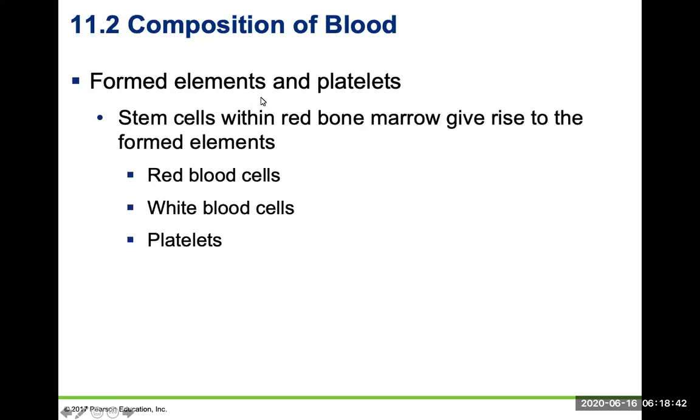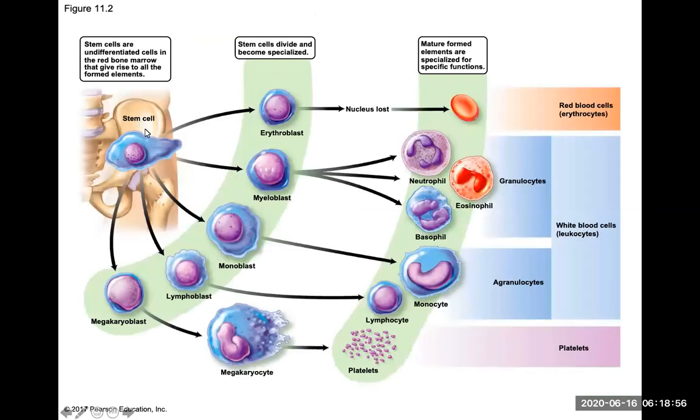These are the formed elements: red blood cells, white blood cells, and platelets, and they all arise from stem cells within red bone marrow, which give rise to the formed elements. So this is just showing how all of your different formed elements, your blood cells, arise from one unique stem cell, and this stem cell will go on and form a different type of cell that will eventually lead to one of the formed elements, whether it's a white blood cell, platelet, or red blood cell.